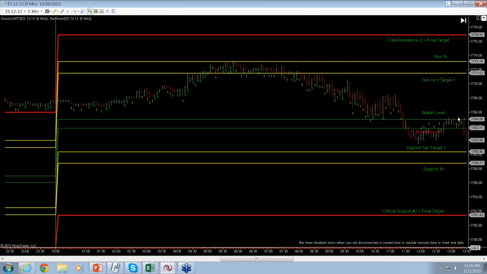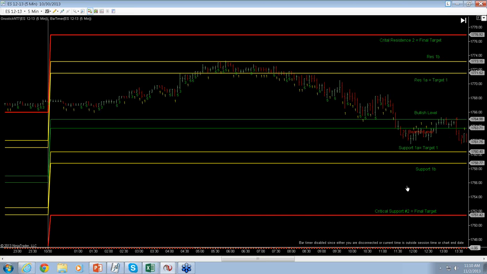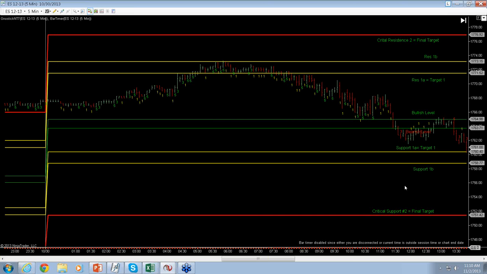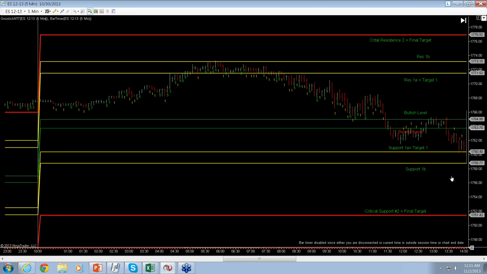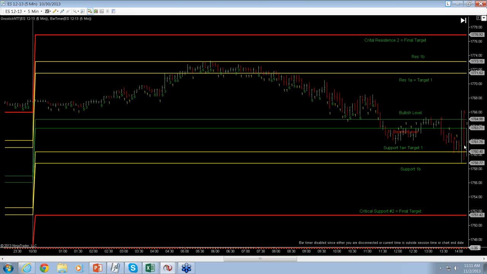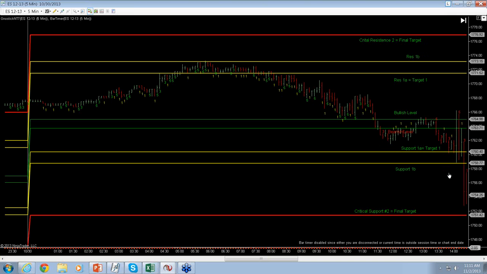Price action at 1:30 starts unwinding in front of the FOMC 2 o'clock announcement. It's now 2 o'clock, the announcement. Knee-jerk from the bearish side of the zone, support 1B, right up to the bullish level. Right back down to its support levels, 1A and 1B. Price action, finally, the bears win the fight.